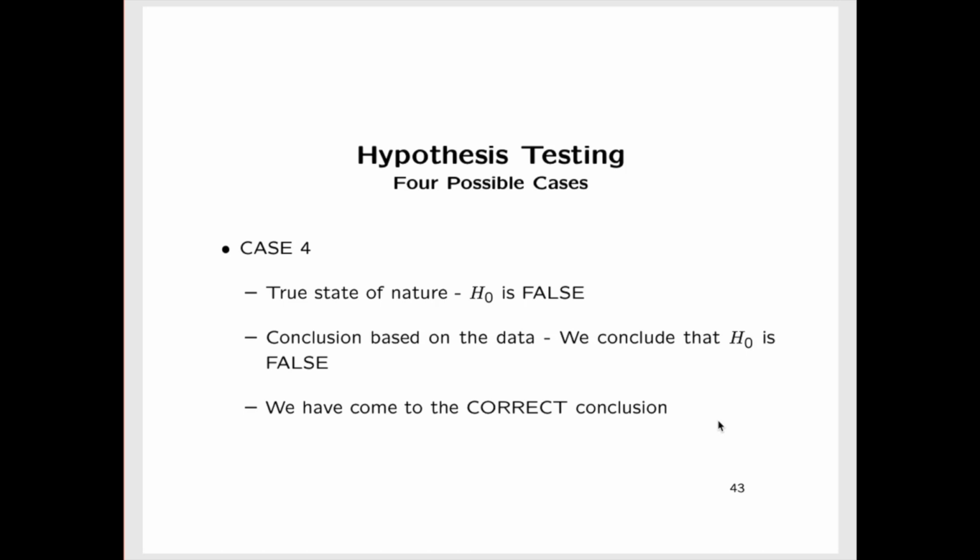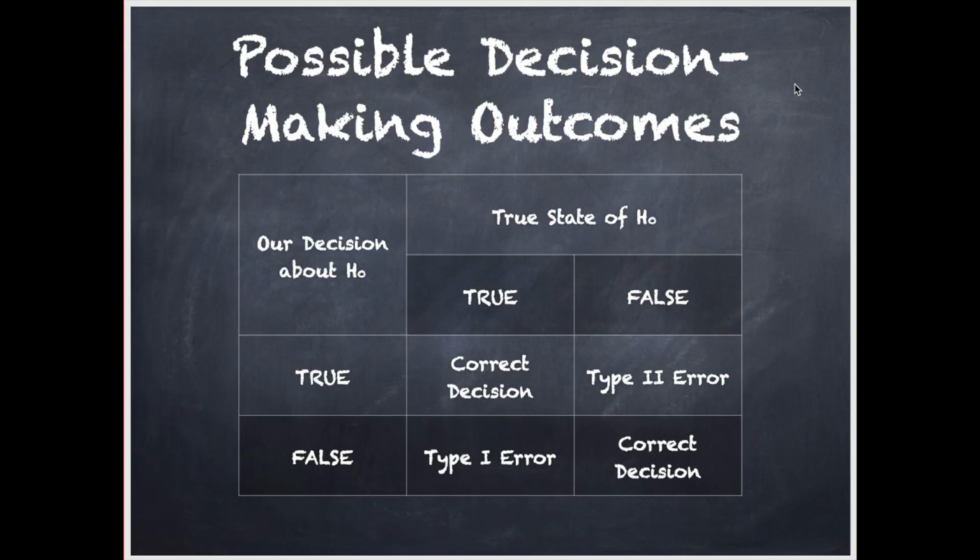And so this is a situation where we would certainly want to be able to draw a correct conclusion. So those are the 4 scenarios, and I have a two-way table that really shows these: the possible decision-making outcomes. Here for the columns, I have the true state of the null hypothesis. The null hypothesis is either true or it's false.